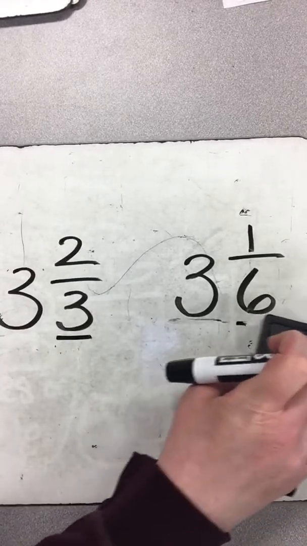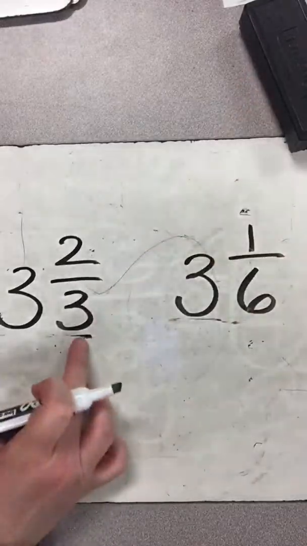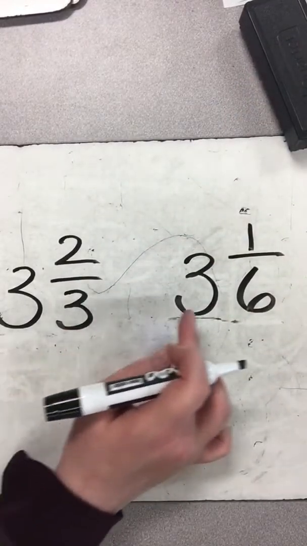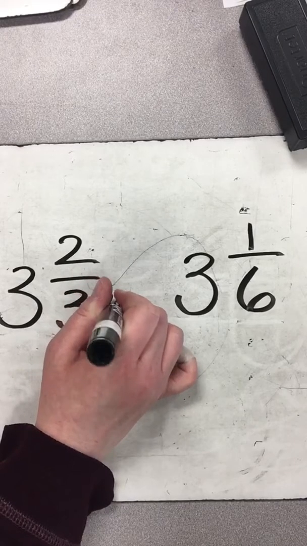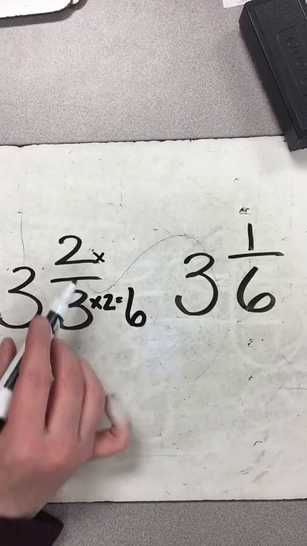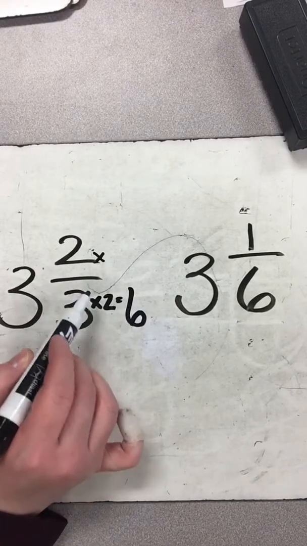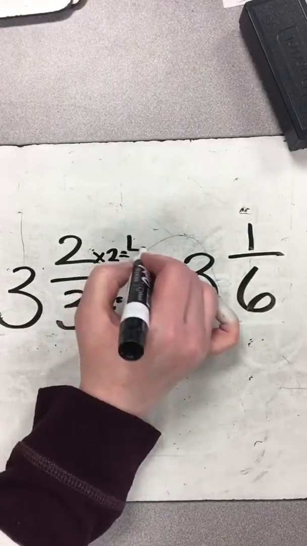I'm going to go to the smaller of the two denominators. So I'm coming over here to my 3, and I'm going to think to myself, 3 times what gets me to 6? 3 times 2. Awesome. And because I did it to the bottom, I have to do it to the top. 2 times 2 is 4.